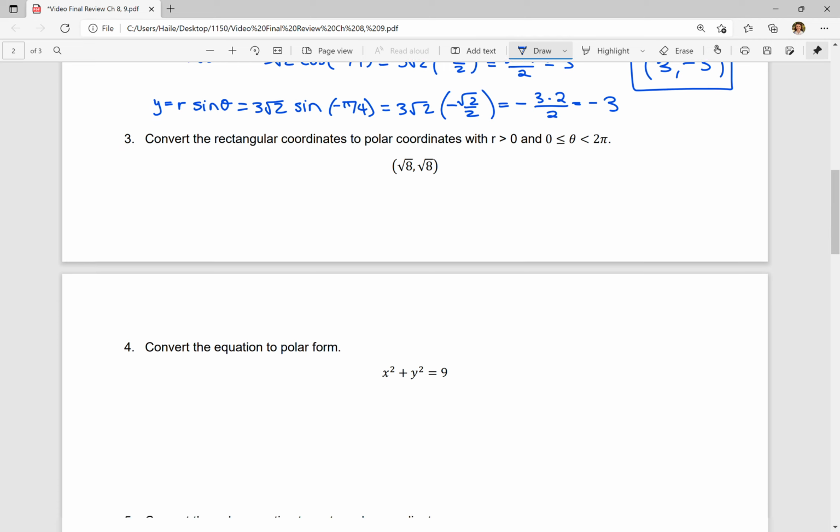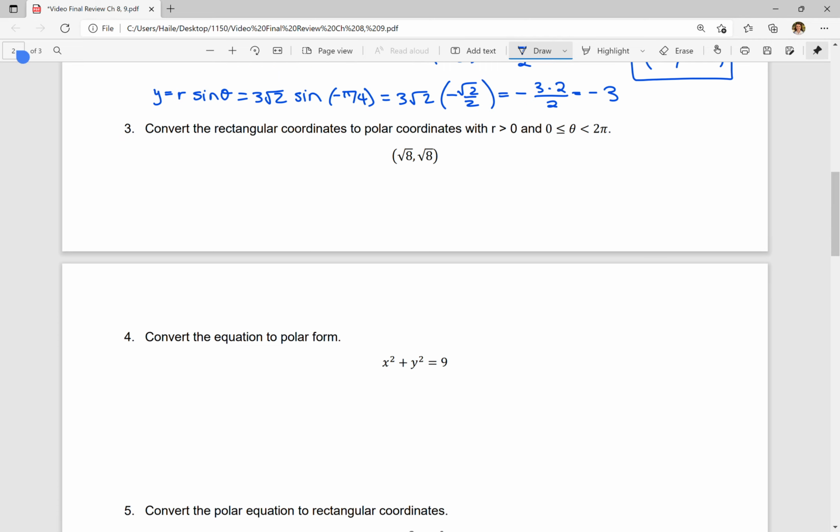In the next problem, we want to take a rectangular point and convert it into a polar point. The first thing to notice about this point is that it would be in quadrant 1 because both the x and y coordinates are positive. So when we find this polar point, we want our radius to be greater than 0 and we want our angle to be between 0 and 2 pi. I think the positive radius will come out kind of naturally, but with theta, all that means is we only need to consider angles in that first rotation of the unit circle.